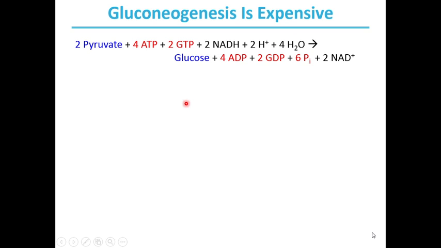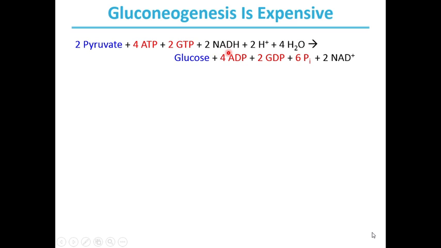And so, when we talk about the cost, how expensive is gluconeogenesis? 2 pyruvate molecules in presence of 4 ATP and 2 GTP and 2 NADH gives rise to glucose with 4 ADP, 2 GDP and 6 phosphate along with 2 NAD+. It is really expensive because you're utilizing 4 plus 2, 6 ATP equivalents. 1 GTP is equivalent to 1 ATP. So 2 GTP is equivalent to 2 ATPs. So 4 plus 2, 6.